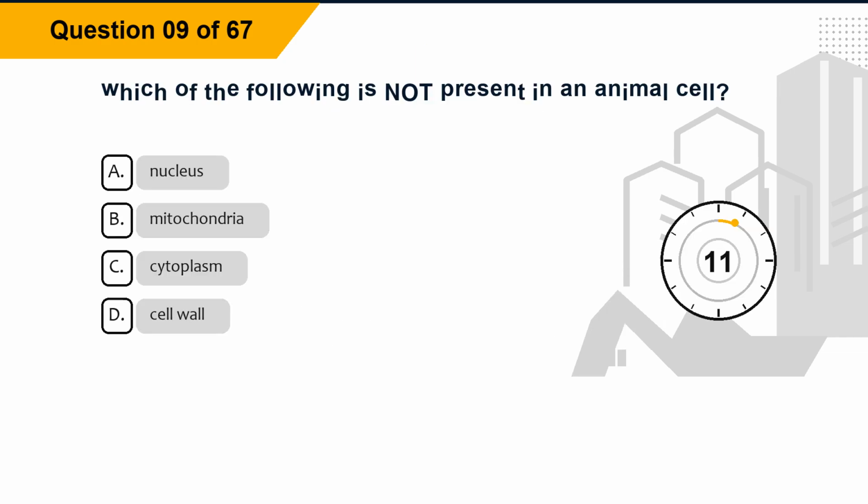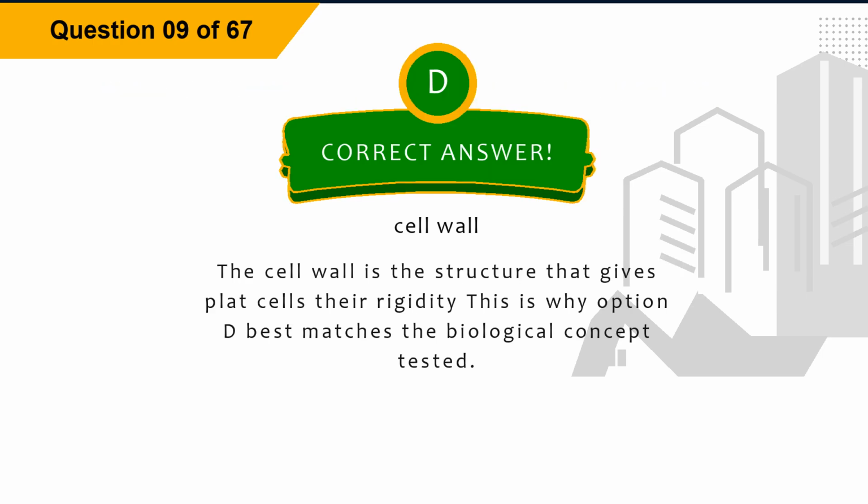Question 9. Which of the following is not present in an animal cell? Option A, nucleus. Option B, mitochondria. Option C, cytoplasm. Option D, cell wall. The correct answer is option D, cell wall. Explanation. The cell wall is the structure that gives plant cells their rigidity. This is why option D best matches the biological concept tested.